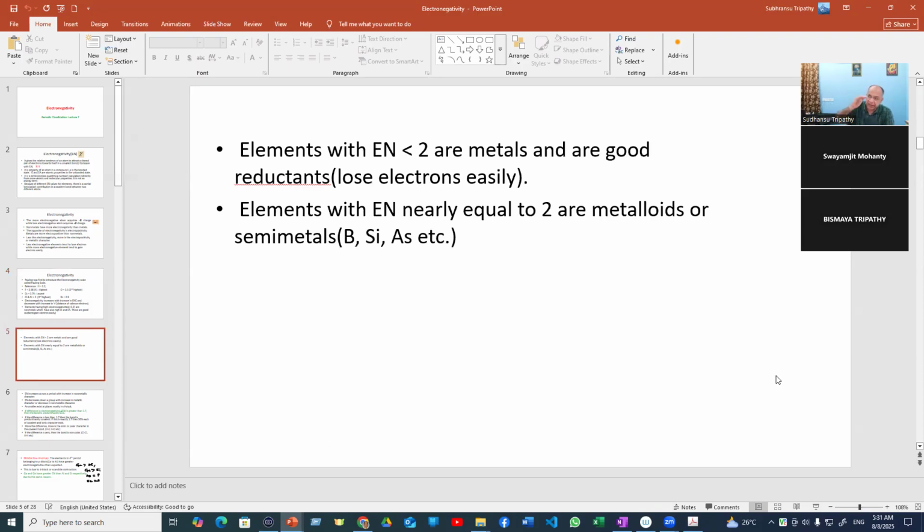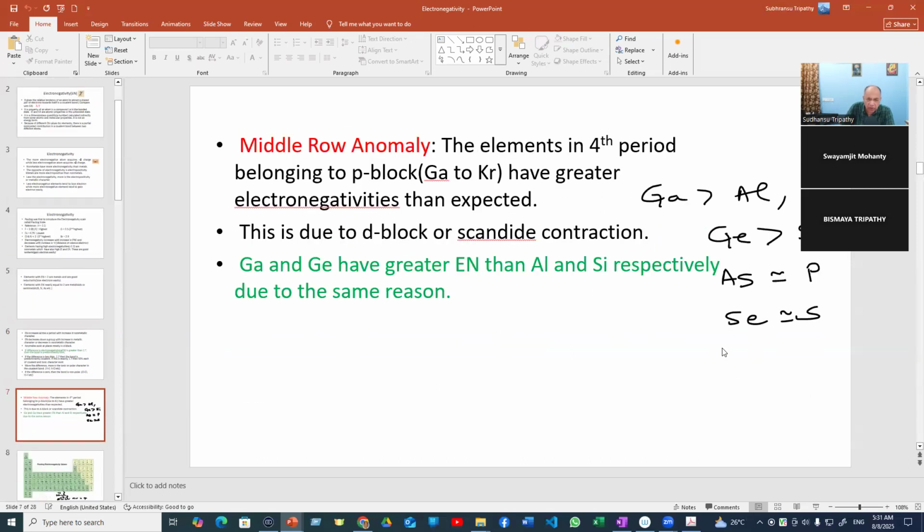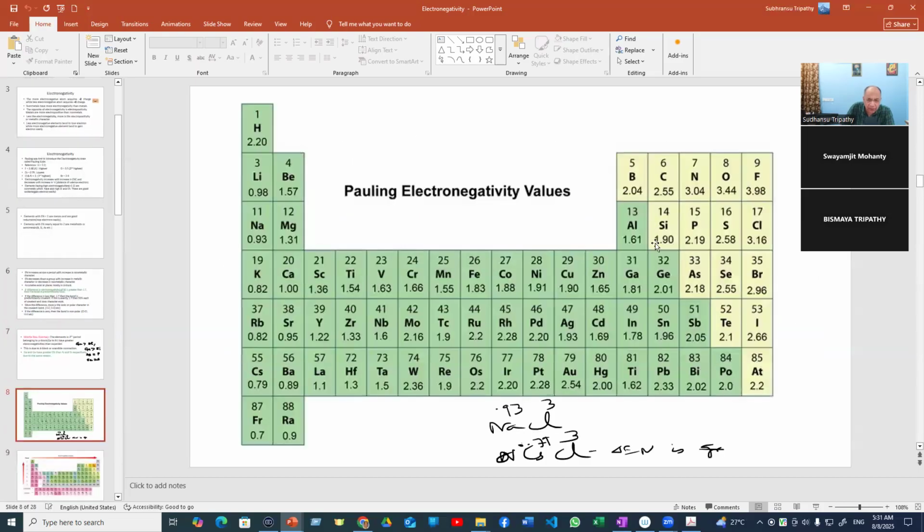In a period, it increases as the metallic character decreases and non-metallic character increases. Down the group, the opposite. We know that. We all know that if you look to the middle group, you find instead of decreasing, it is increasing. Gallium has a greater electronegativity than aluminium. So also germanium has a greater electronegativity than silicon.